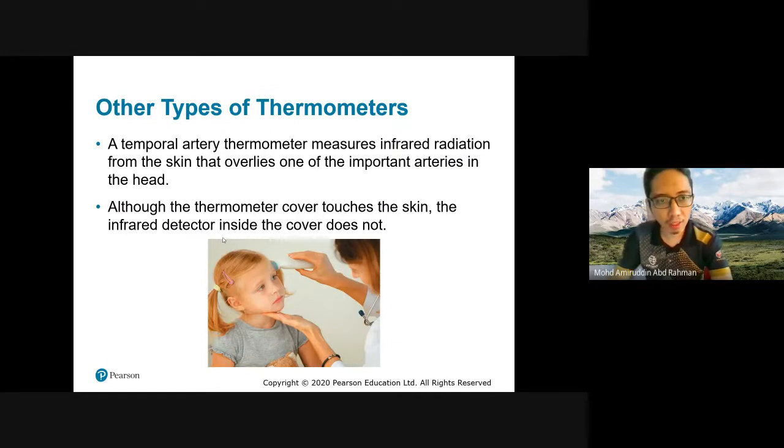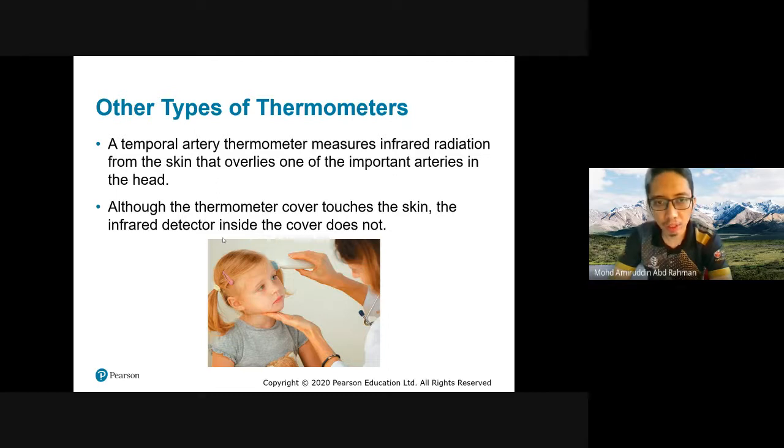So we have other types of thermometer. This is what we usually have today. It depends on infrared radiation. This is called a temporal artery thermometer. It measures the infrared radiation from the skin that overlies the important arteries in the head.